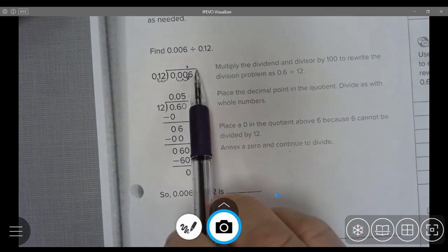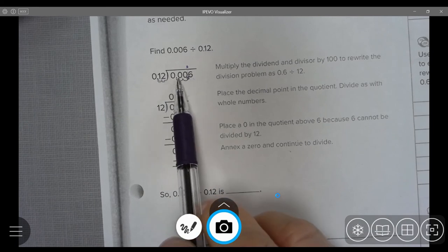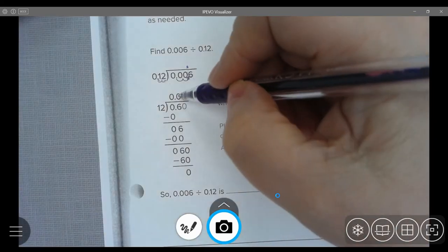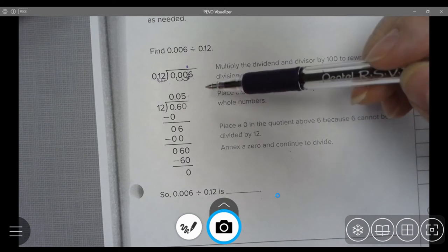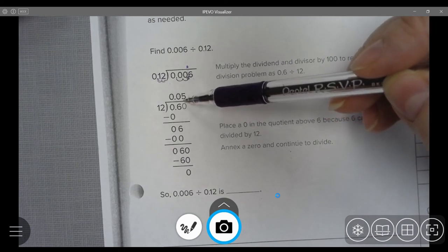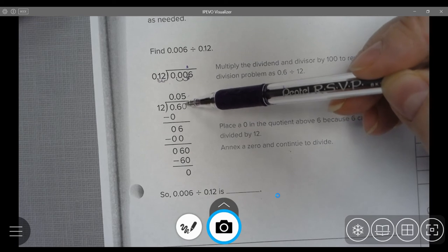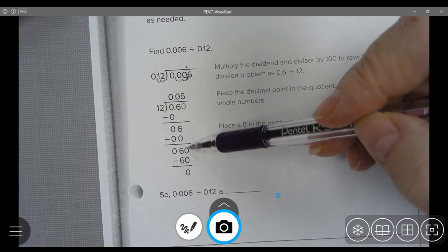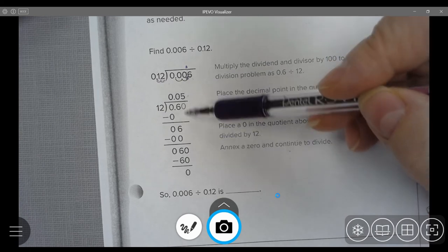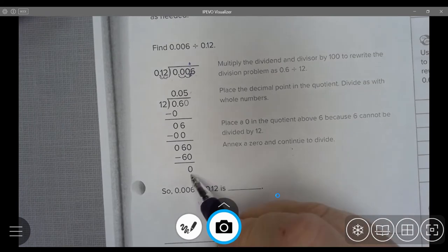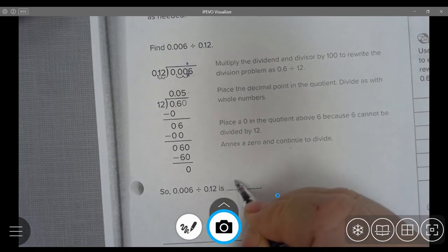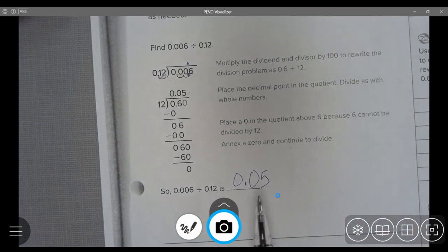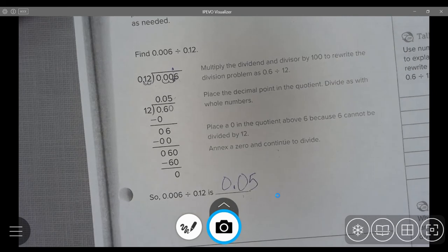So I would say, okay, can 12 go into any of these zeros? No. Can 12 go into 6? It cannot. So we're going to add a 0. And remember before we said that if you're dividing, we can't have these remainders, so we can annex it. We can add that 0 and bring it down. And when we add that 0 and bring it down, then we have 60. We know 5 times 12 is 60, so we would have a remainder of 0. So our answer would be 5/100 for this division problem.